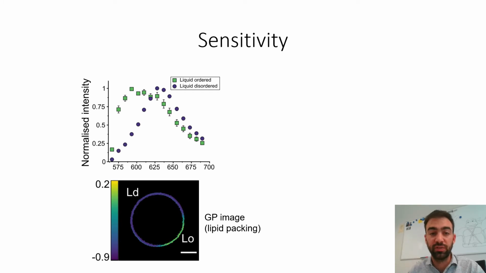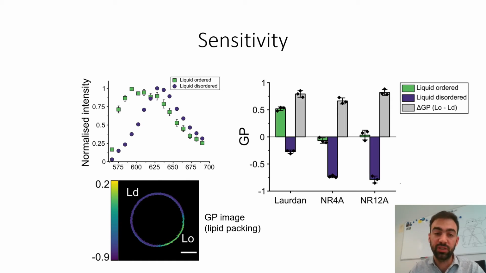Then we check for sensitivity, and for that we compared in model membranes the GP values obtained with NR4A and Laurdan. The difference between the GP values is represented by the gray bar, and you can see that NR4A shows a sensitivity almost as high as that of Laurdan, which is highly sensitive.